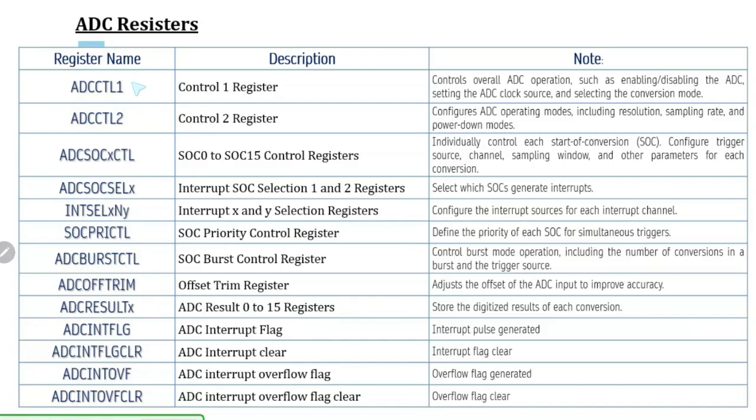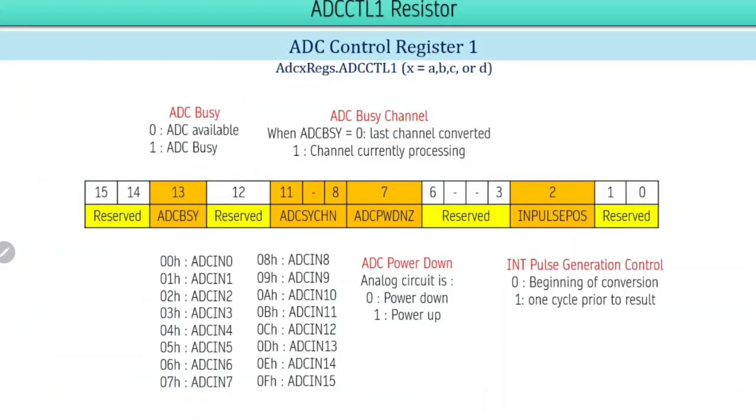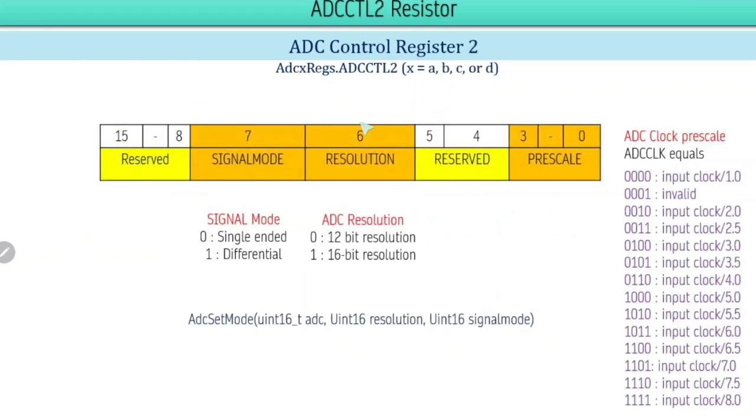So these are the different register sets, and the register set will configure the analog to digital converter module. The first register in this category is the ADC control register 1, which will define the input pulse position, interrupt pulse generation control, ADC power down mode and ADC BG channel, whereas ADC control register 2 will define the prescaler, resolution and signal mode.